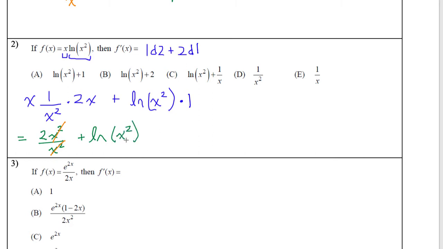And again, the commutative property of addition means I can switch these two if I want, and that is exactly what they did for B. I switched them with the commutative property of addition. On to number 3.